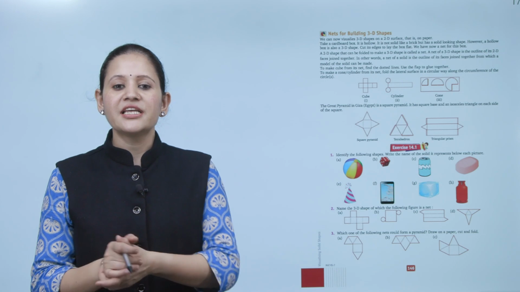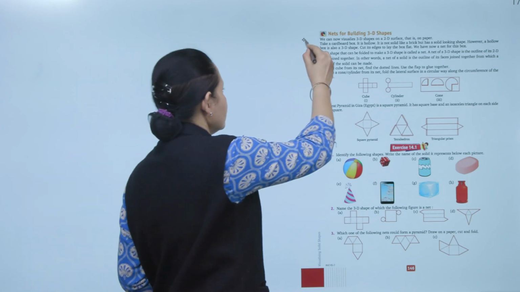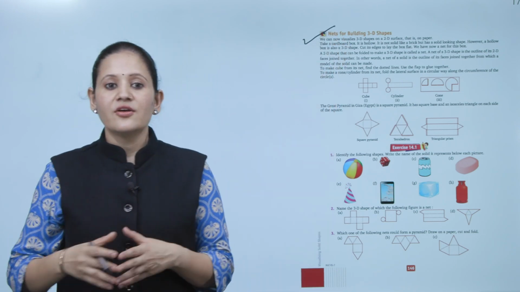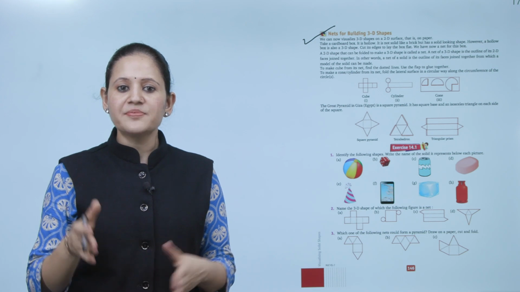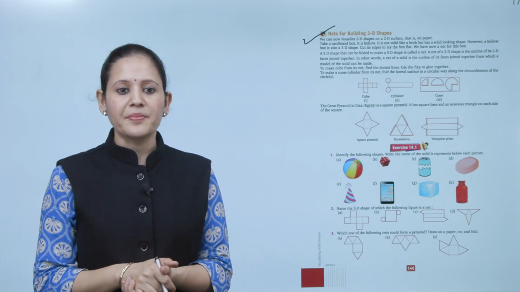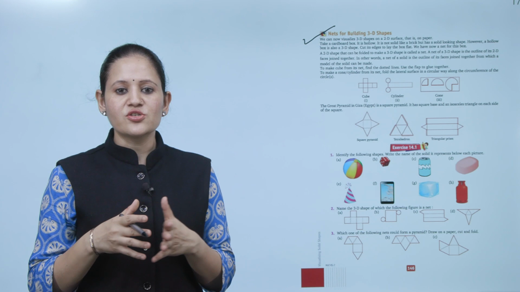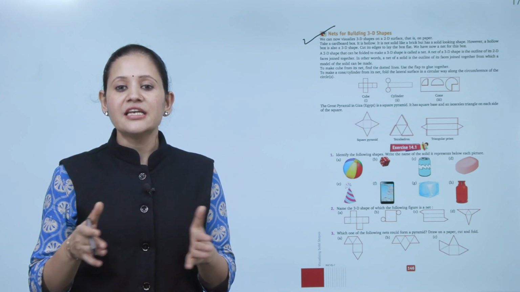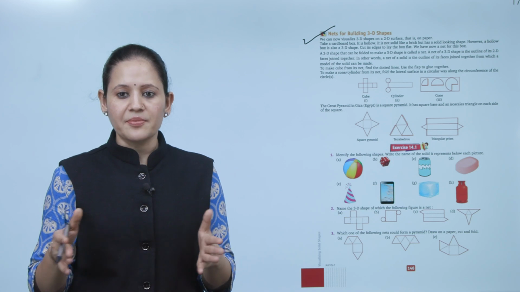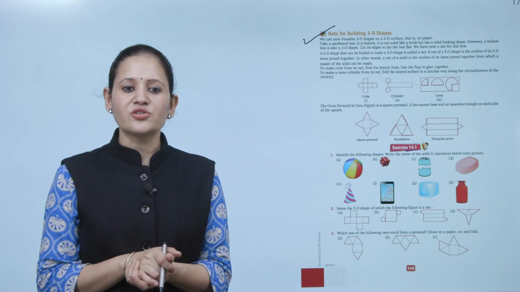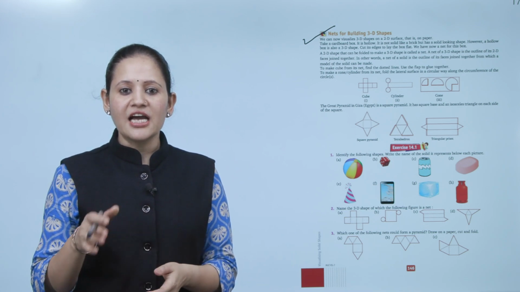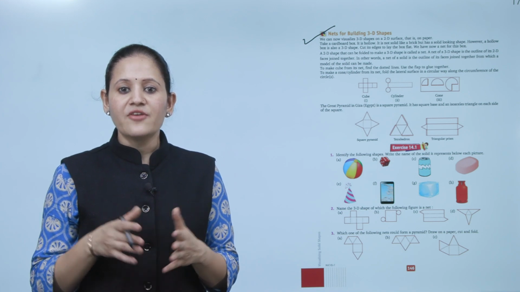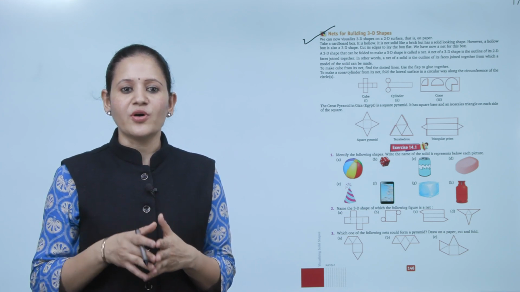Next is nets for building 3D shapes. We can now visualize 3D shapes on 2D surfaces, that is, on paper. Take a cardboard box, it is hollow. It is not solid like a brick, but it has a solid-looking shape. However, a hollow box is also a 3D shape. Cut its edges and lay the box flat. We now have the net for this box.